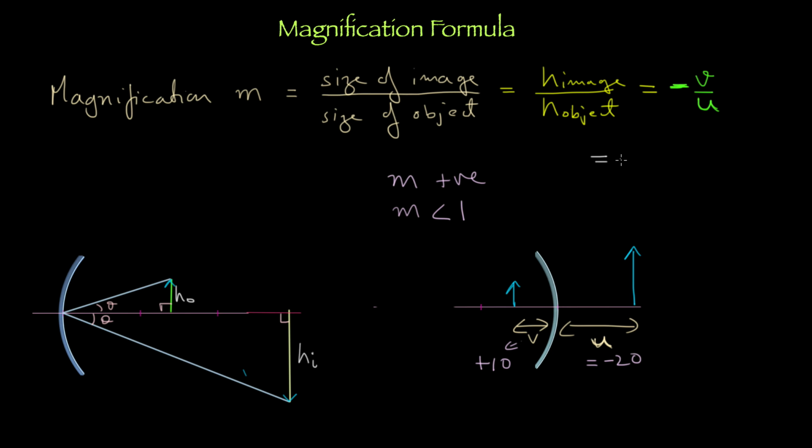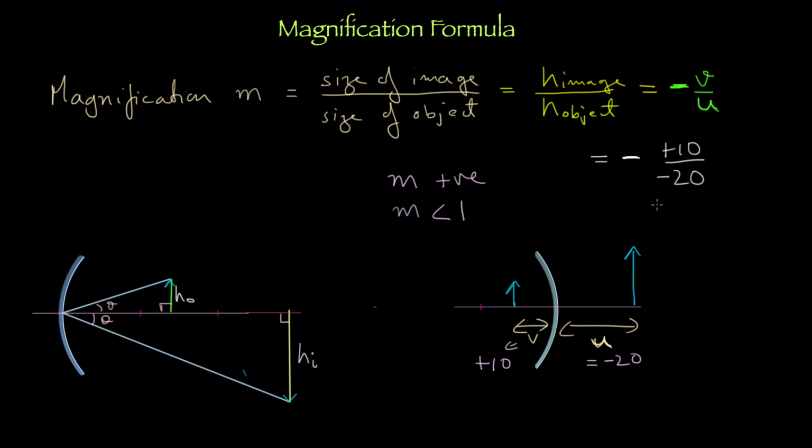So let us just do it. Minus is minus, nothing to do with the value of V and U. This minus is of the formula, I'm not going to mess it up over here. So I put that minus. V how much? Plus 10, right? Divided by U, how much? Minus 20.